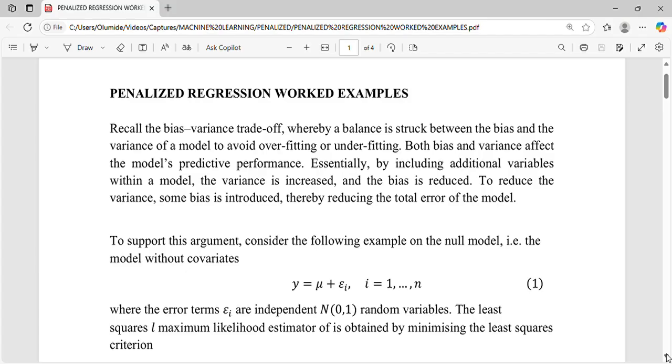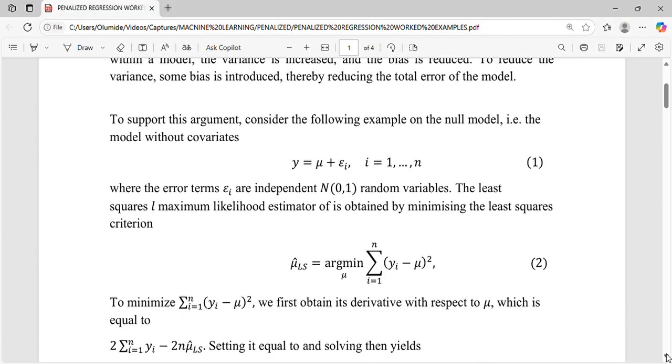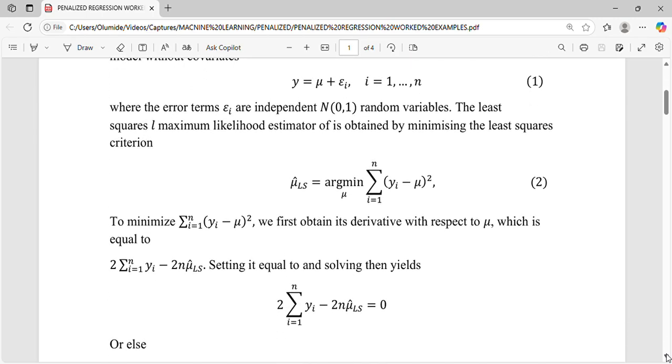Now looking at equation 1, this is an example of a null model where we have the mean, then we have the error term. The error terms are independent, standard normal random variables with mean 0 and variance 1. So we obtain the least square maximum likelihood estimator by minimizing the least square criterion, which is expressed in equation 2.